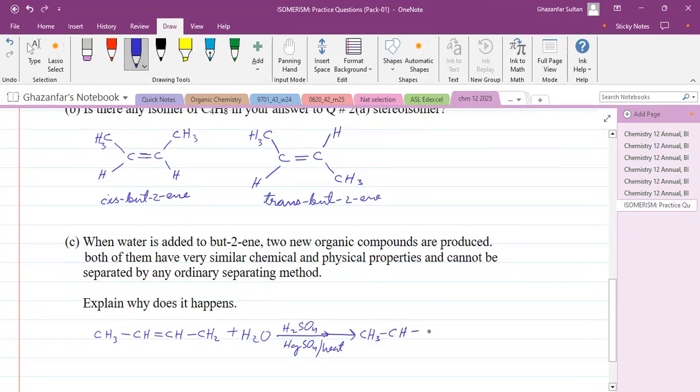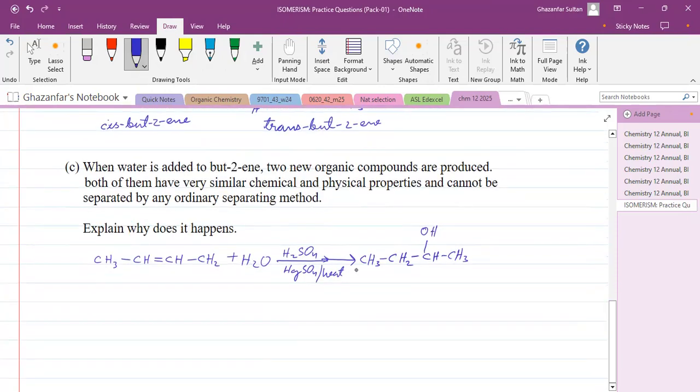So on one carbon atom where double bond is there, hydrogen goes, and on another carbon, OH is bonded. It can be either of these two. So the name of the compound is 1, 2, 3, 4. So on second position, alcohol is there. So it is butan-2-ol, because on second position, alcohol group is there. So this is butan-2-ol. So if it is butan-2-ol, now inspect that.